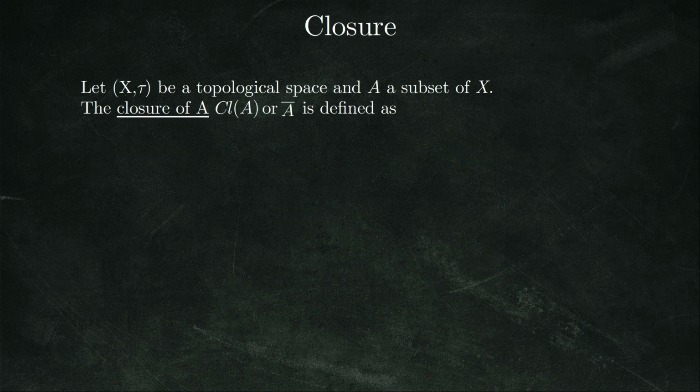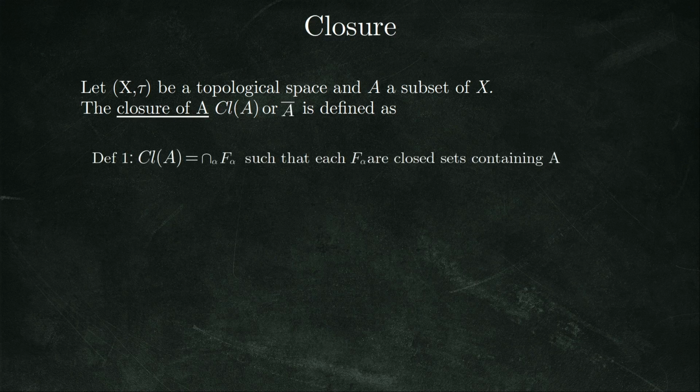Okay, so firstly, what is the closure? If (X, tau) is a topological space and A is a subset of X, could be any subset, then the closure of A, denoted by CL of A, or sometimes A with a bar on it. And then we've got two different equivalent definitions of this. So our first definition is that the closure is the intersection of F's, where the F's are each closed and they contain A. So, another way of thinking about this definition is that this is the smallest closed set containing A.